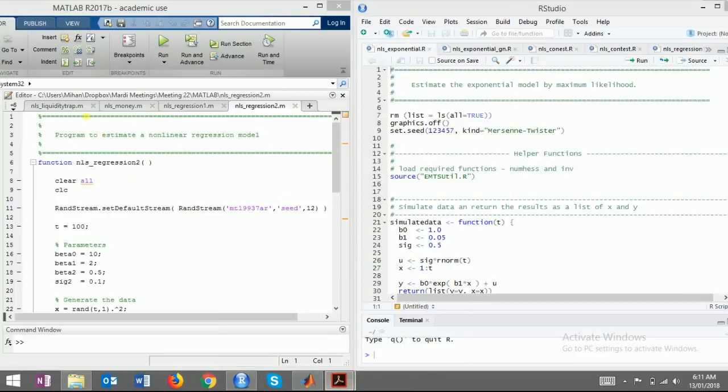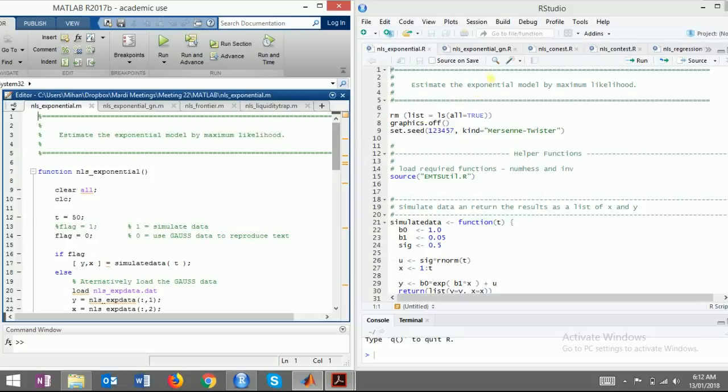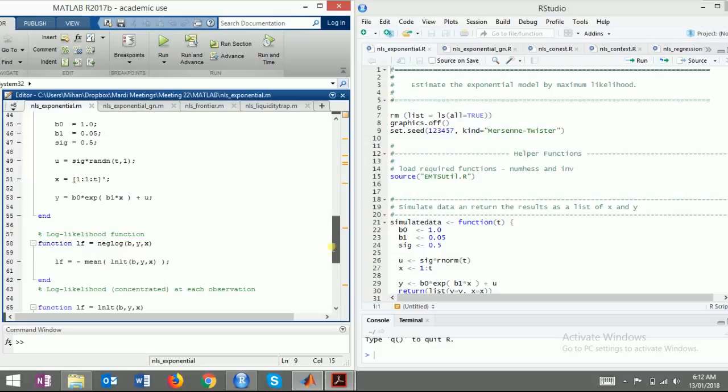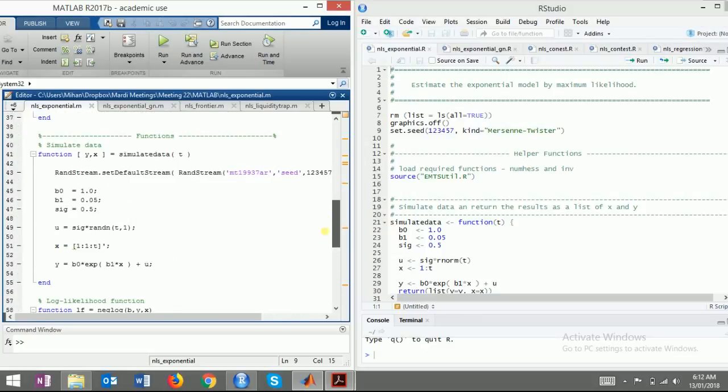Analyze exponential. So we need to have a look into analyze exponential. Alright, exponential. Is there any local function? Indeed there will be local functions, because two things: we need to simulate data, and then we need to define the log likelihood functions. So first, function yx, simulate data for t, random stream, set global stream, and so on.